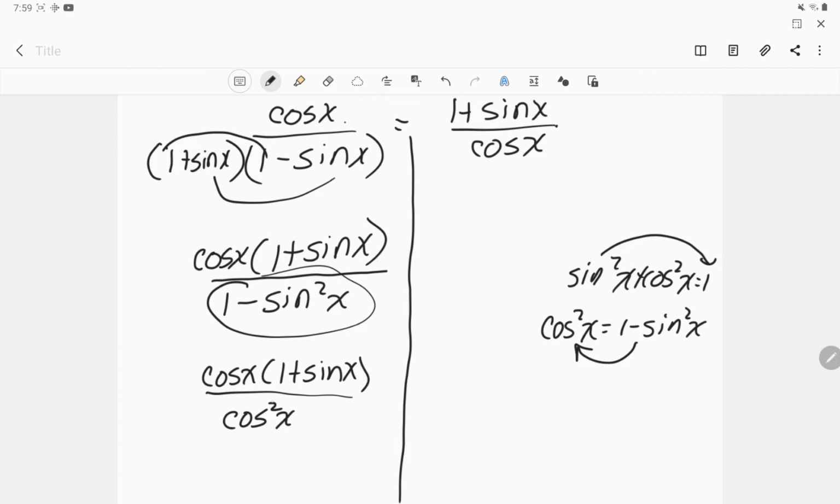Now, I have a cos on the top and a cos squared on the bottom. This cos will cancel one of these coses, and I end up with 1 plus sine x over cos x, which is exactly what's on this side. I have just proven it.